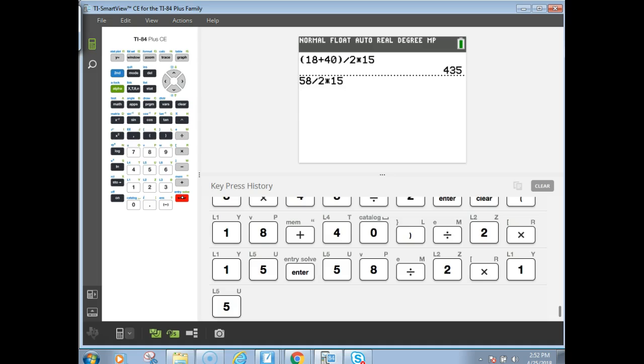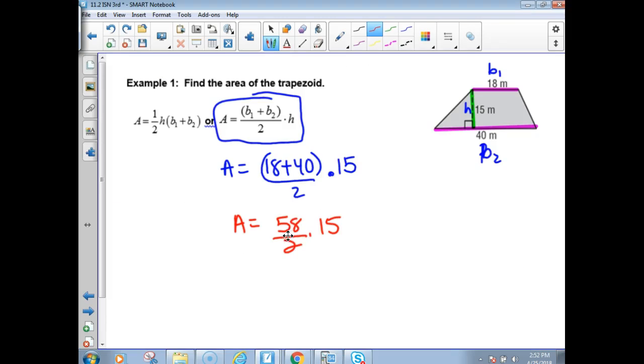At least it is for me. It's less strokes that you have to do in the calculator. 435 is the final answer. You could actually divide this out if you wanted and do it a little bit more in your head. But we need a label on it of square meters, 435 square meters.